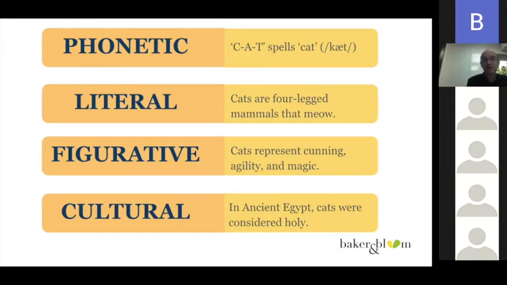So figurative is looking more at what does something mean beyond its literal definition. This is where students run into trouble with things like poetry, because they are less familiar with what a rose might mean or what the moon might mean and things like this. And then finally there is cultural, which is much more context specific.